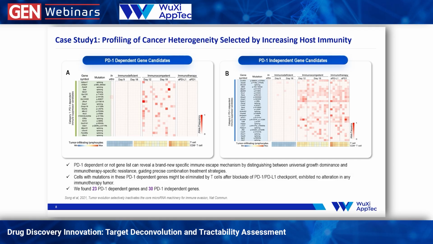We found in total about 23 PD-1 dependent genes and about 30 PD-1 independent genes. So these genes are going to be our follow-up potential candidates, but there are still too many to do the target validations one by one. What are we going to do?